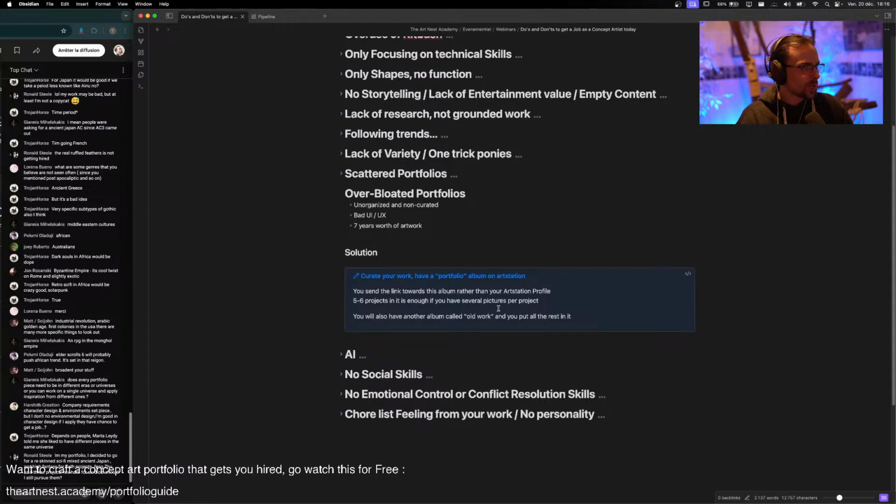The solution is to create your work and have a portfolio album on ArtStation. You create an album, you call it Portfolio, and you send the link to this album rather than your full ArtStation profile. You put 5 or 6 projects, not just pictures, projects. A project is several pictures at the same time. That's enough. It's a curated portfolio that is relevant to the company you are applying to. And all the rest, you put in another album called Old Work. This way they have the context that it's old work and not application material.